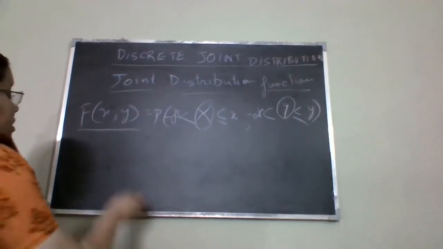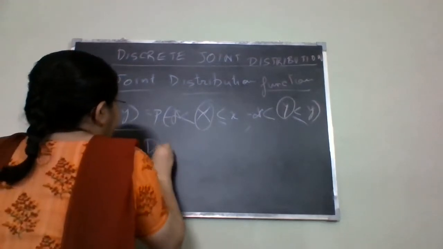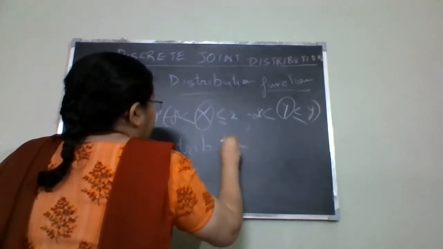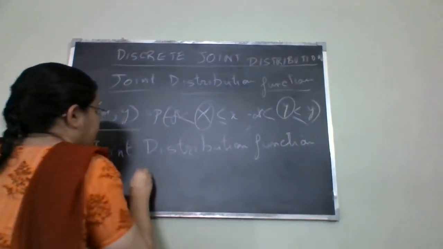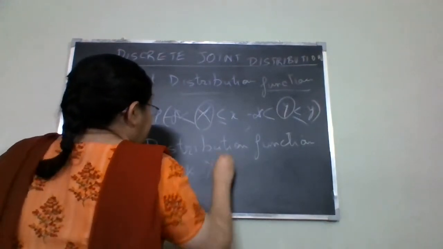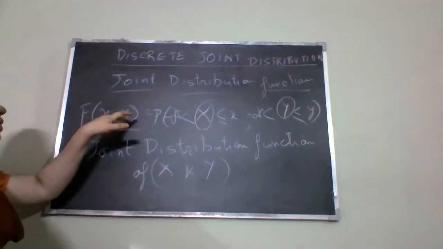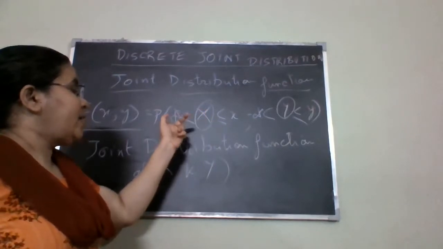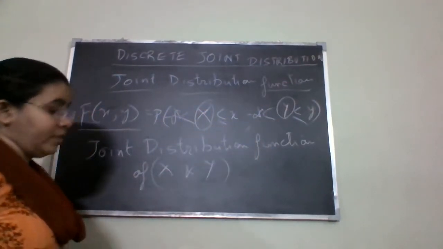This is called as, you remember this thing, joint distribution function of X and Y, bivariate. Okay, so F(x, y) is equal to probability of capital X belonging to this range minus infinity to small x and capital Y minus infinity to small y.